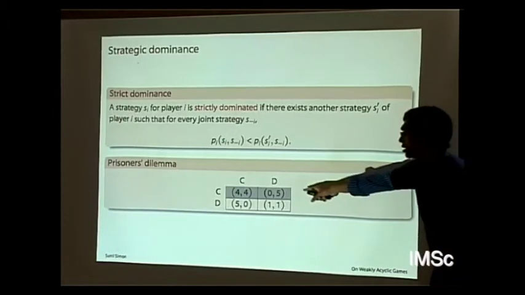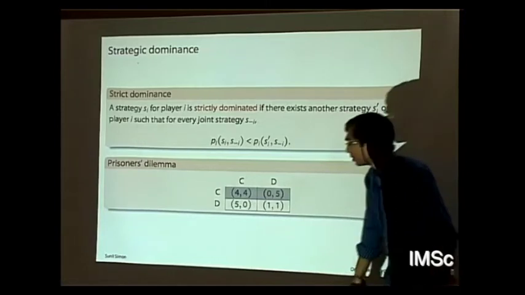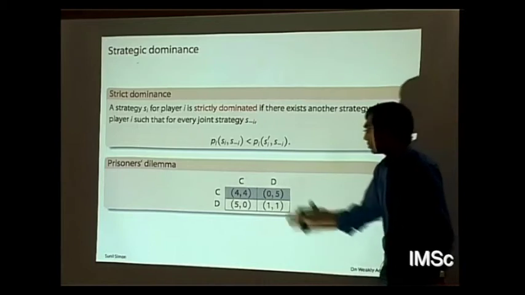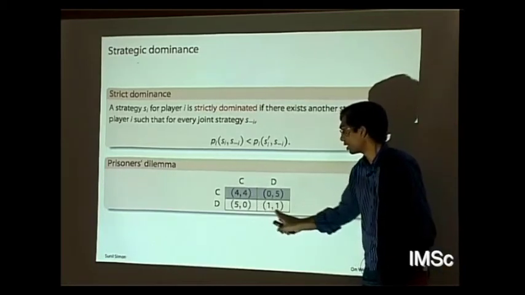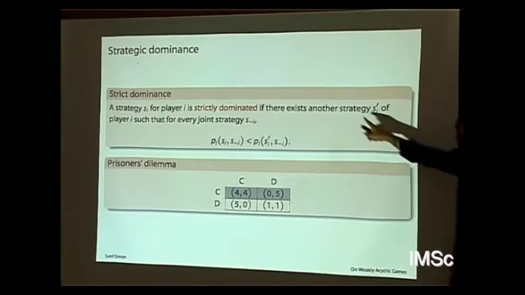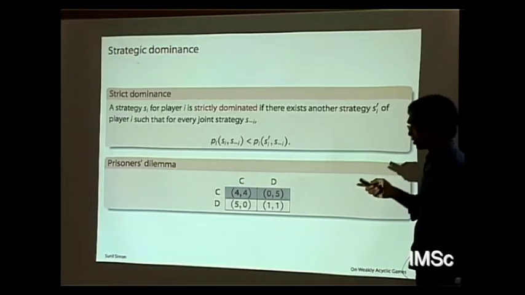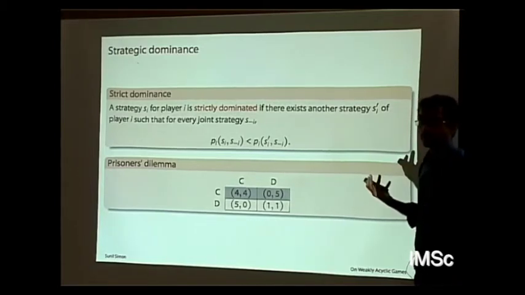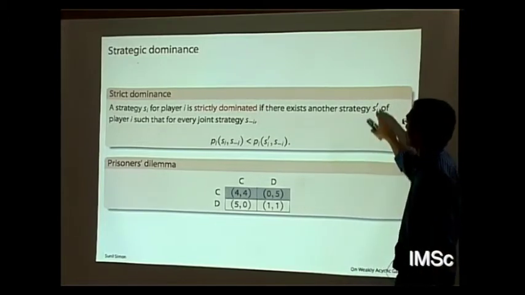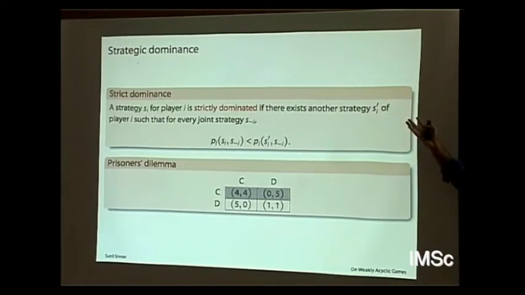Okay? So if you take the standard prisoner's dilemma game, then the strategy cooperate is strictly dominated by the strategy defect, for instance, for the row player. And the same thing holds for the column player. That's why you get this unique Nash equilibrium 1-1. Okay, so this definition is for pure strategies. But you can also define strict dominance with respect to mixed strategies. Right? So you can say that strategy SI is strictly dominated by, instead of SI prime, a probability distribution, a mixed strategy. Okay, it's the same definition.